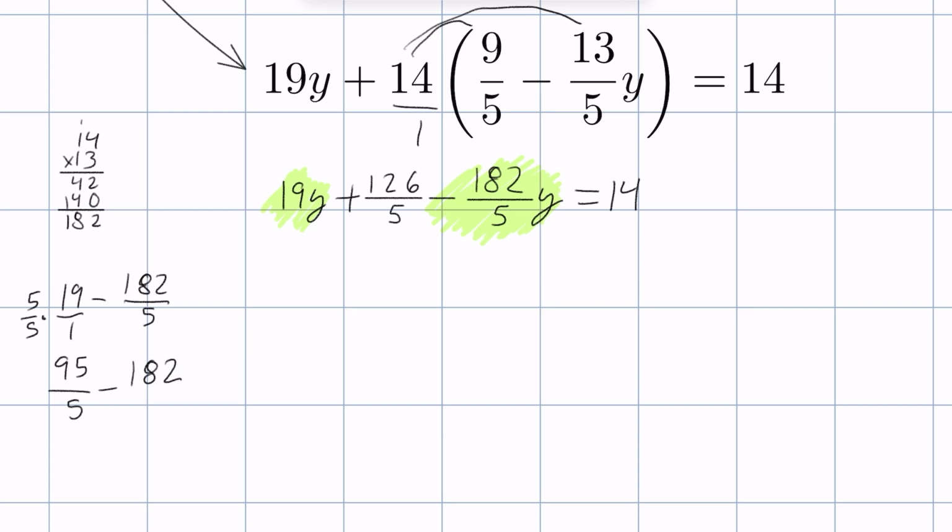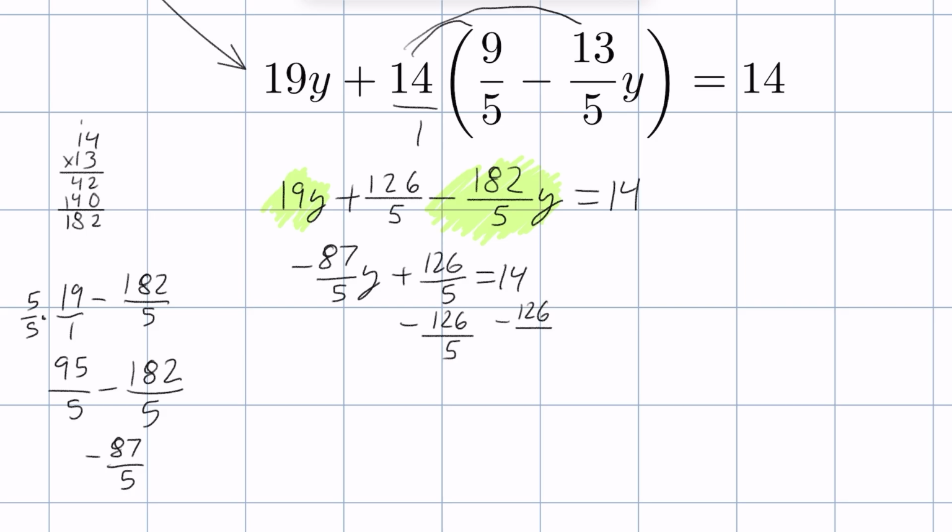So then we just take 182 minus 95, and we get 87. So negative 87 fifths. So that's going to be our y value, negative 87 over 5 y plus 126 fifths is equal to 14. But now we can go about solving as we normally would. I'm going to subtract 126 fifths from both sides.